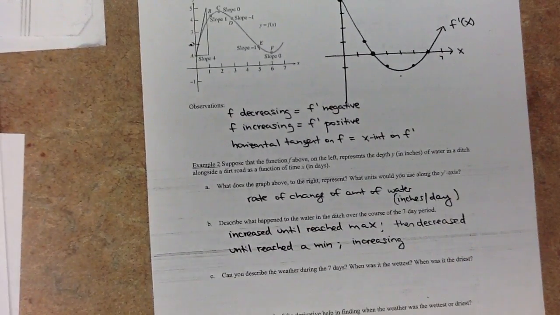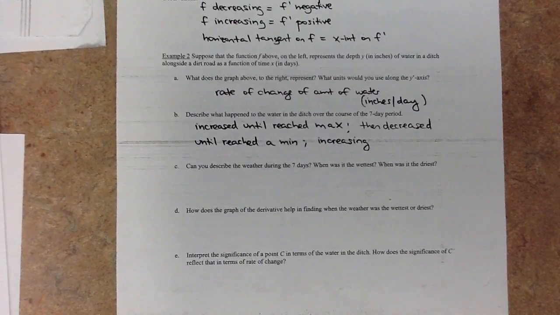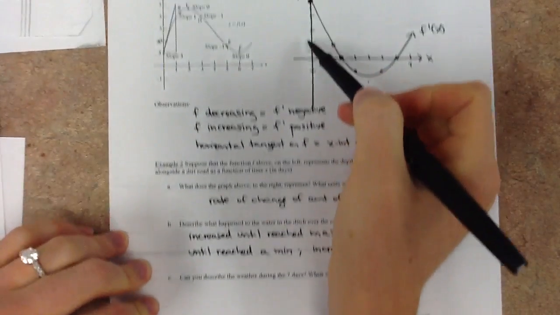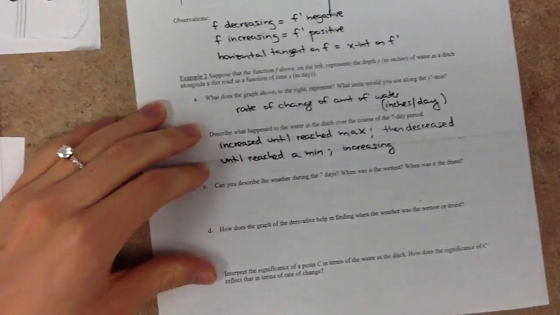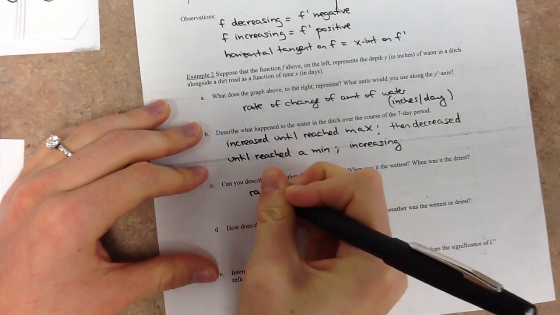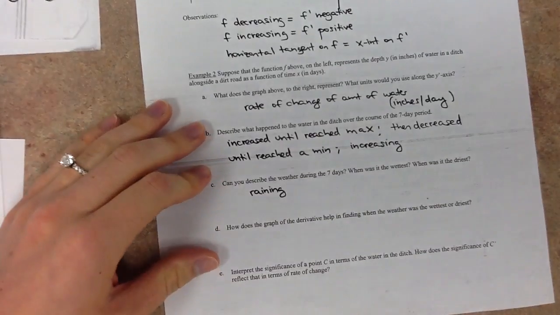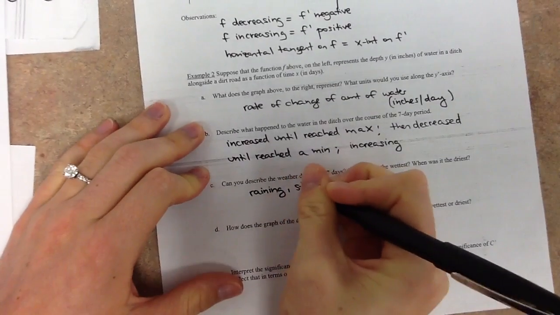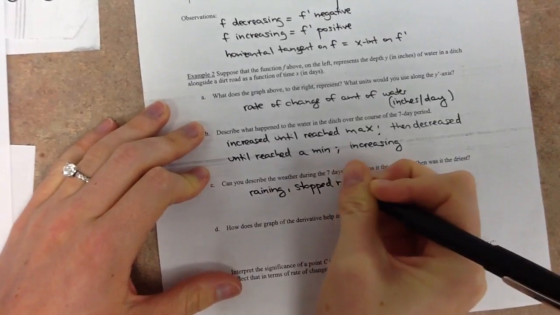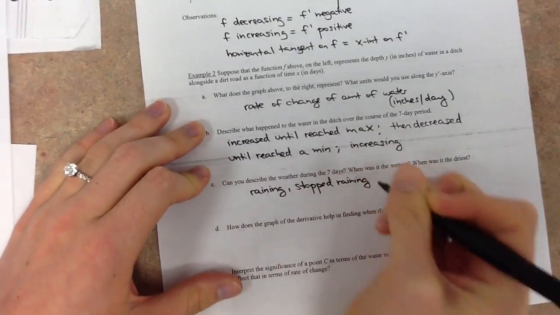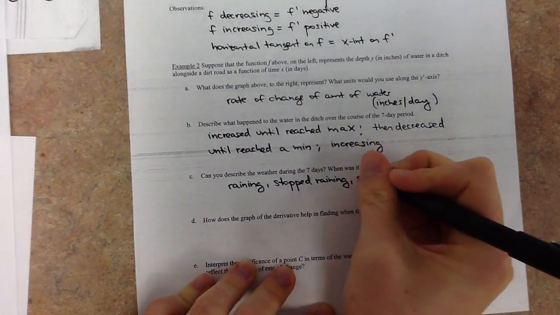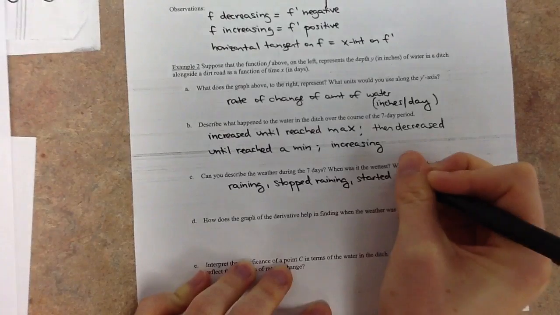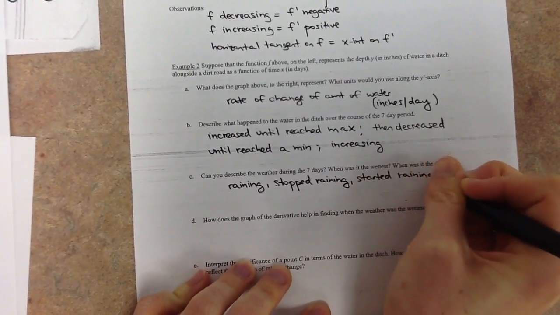Okay, so the weather during the 7 days. This is kind of an interpretive problem. You might see something like this. So what's happening here is, when my amount of water is increasing, because this is a positive rate of change, that means it was raining. I'm gaining water, I'm gaining water. Then, of course, it stopped raining. And at some point during that range, I don't know if water was seeping into the ground or if it was evaporating or whatever it was doing. And then, of course, it started raining again.